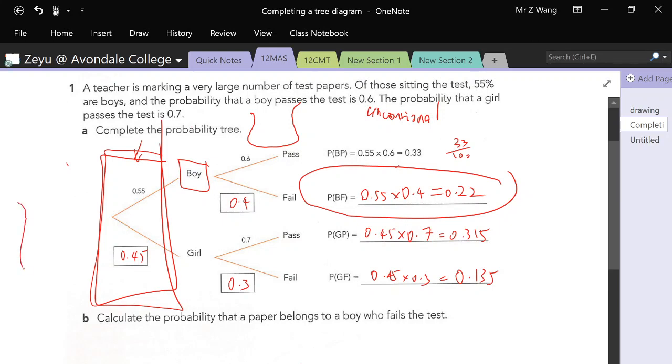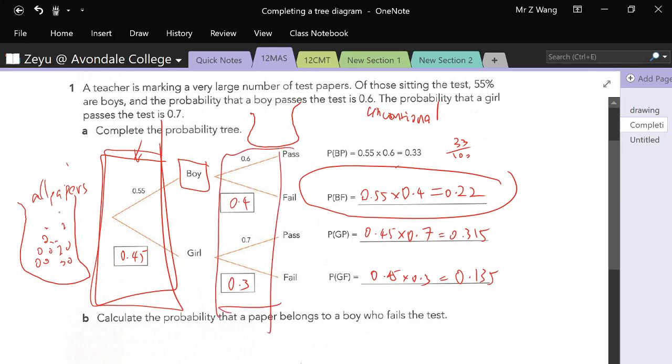You are essentially picking a jar, right? Where the jar has both the boys and the girls, and the boys pass and the girls pass, containing all papers. Right? You're selecting from all papers, that 55% of those papers actually belong to boys. Whereas this one, in your jar, in this column, is actually not all papers. You actually only have boys' papers. Right? Does that make sense? You only have boys' papers here.